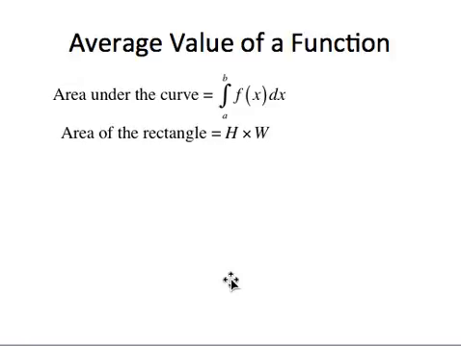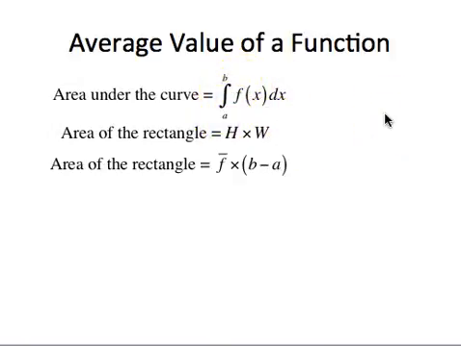The area of a rectangle is height times width. Now the height of the rectangle is the average value. The width of the rectangle is just b minus a. We want the area under the curve to be the same as the area of the rectangle. So this integral should be the same as f bar times b minus a.